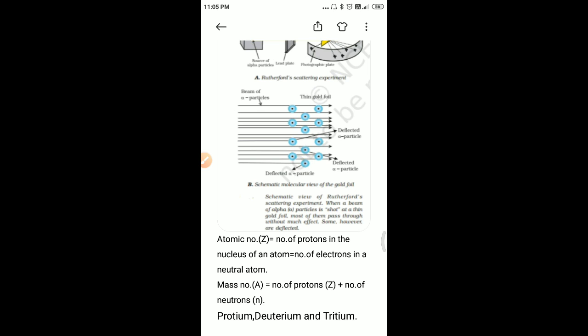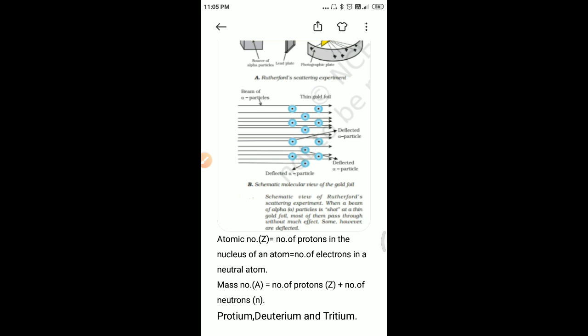Regarding isotopes, the chemical properties of an atom are controlled by the number of electrons, which is determined by the number of protons in the nucleus. The number of neutrons present in the nucleus has very little effect on the chemical properties of an element. Therefore, all the isotopes of a given element show the same chemical behavior.